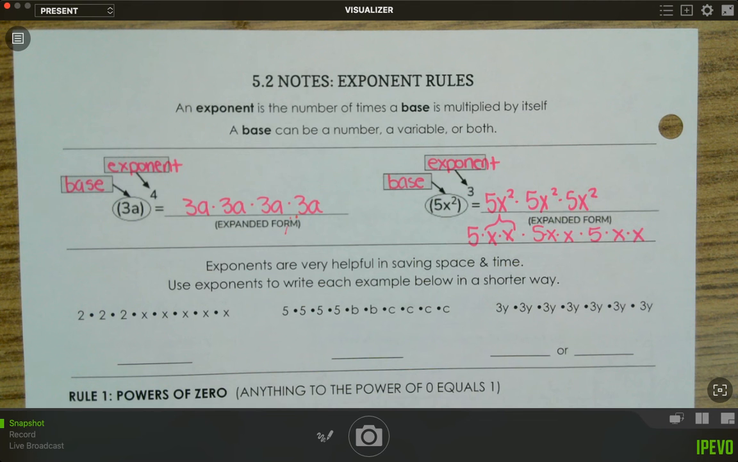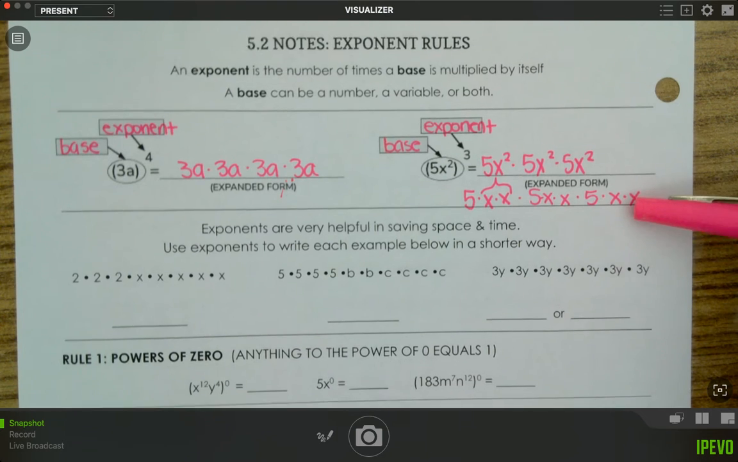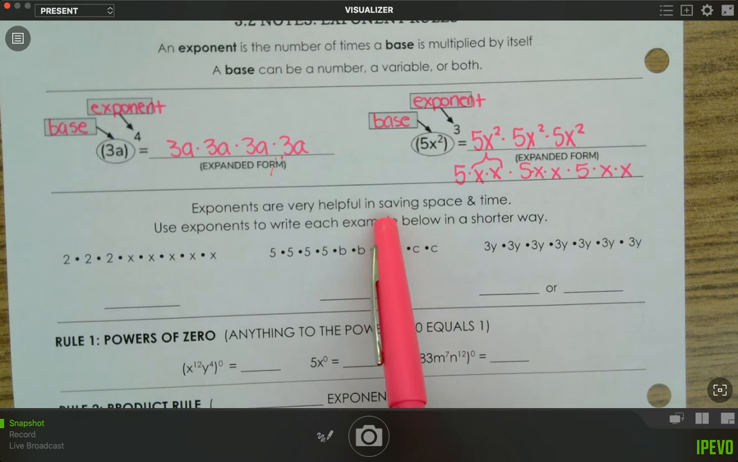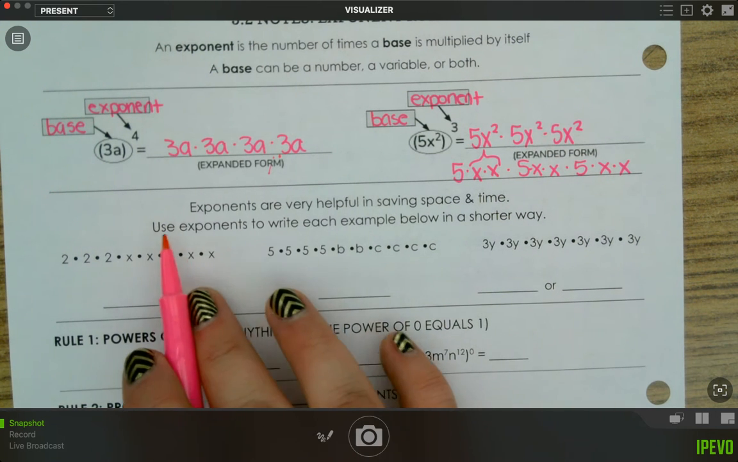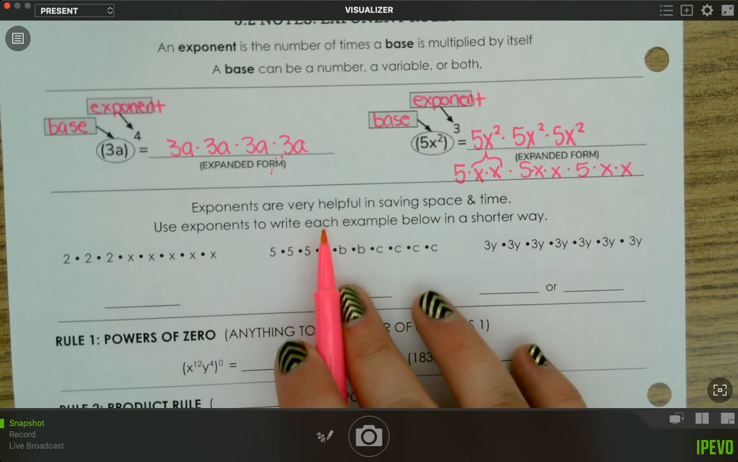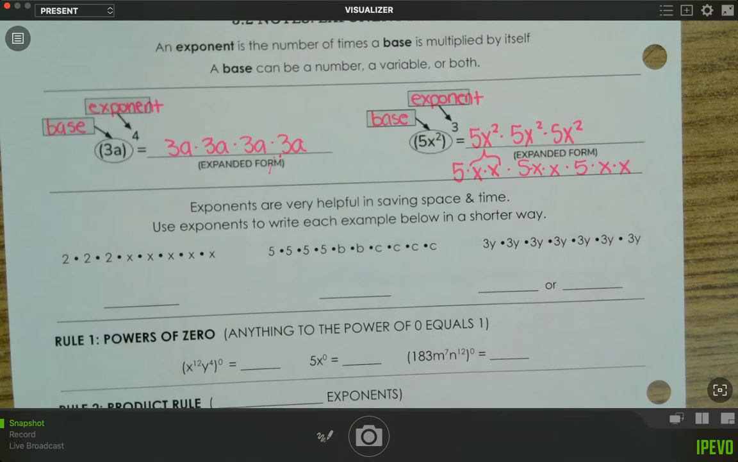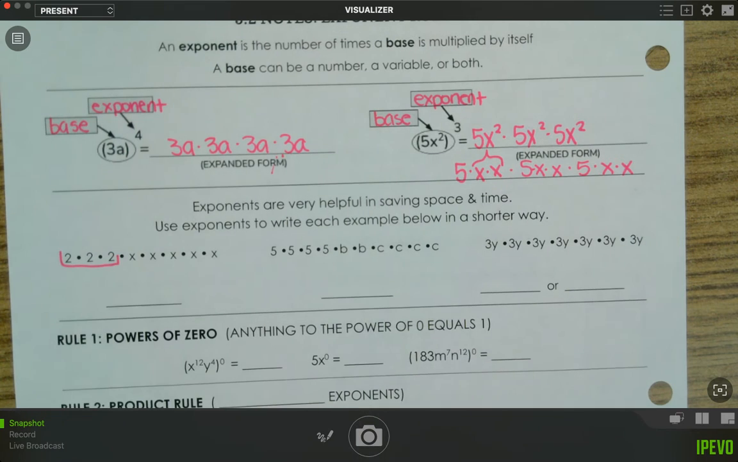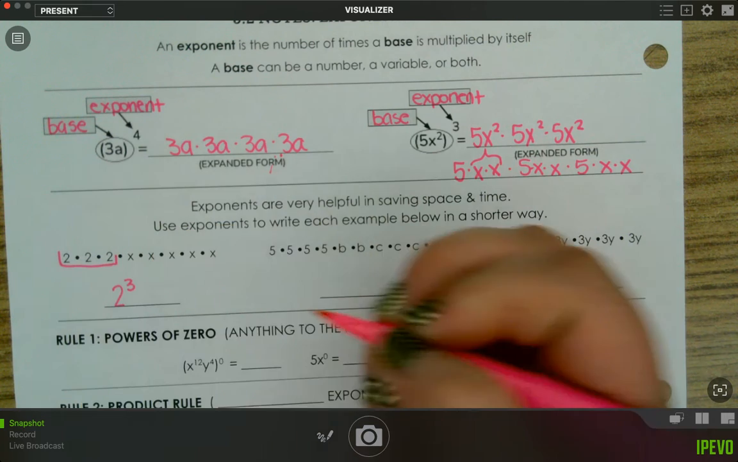And the main reason why I'm talking about that is because we will use it to help us understand what exponents are. So the whole reason they exist is to help us save space and some time because it takes a long time to write it all down. So what we're going to do is use exponents to rewrite these examples in a shorter way. So over here, for instance, you have a bunch of 2's. Let's count how many. There are 3 of them, so that would be 2 to the third power.